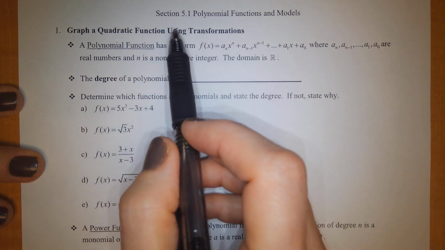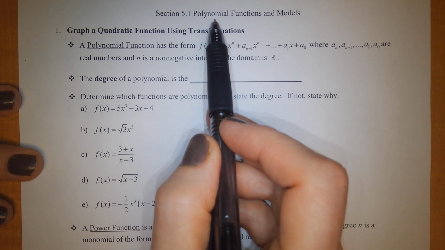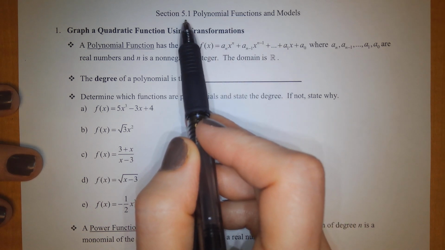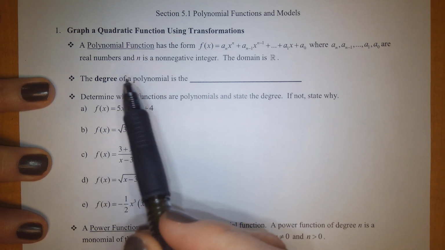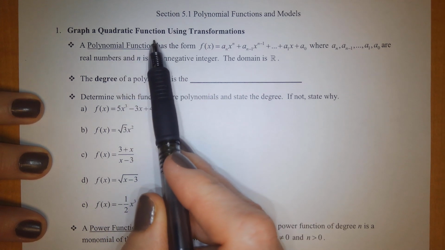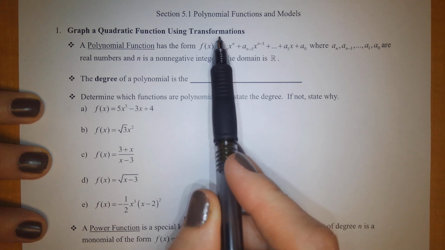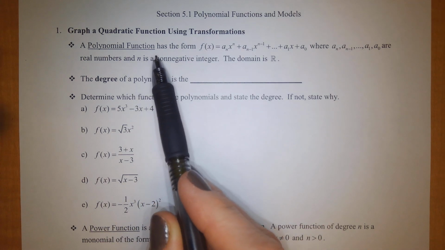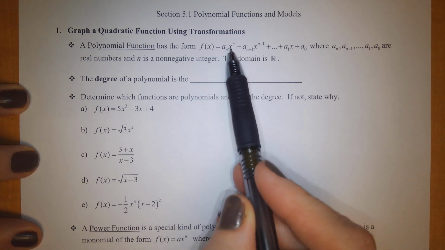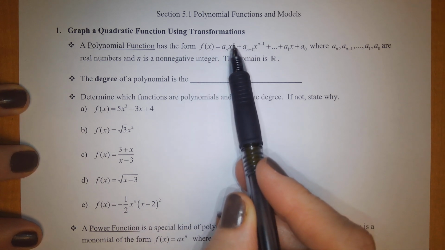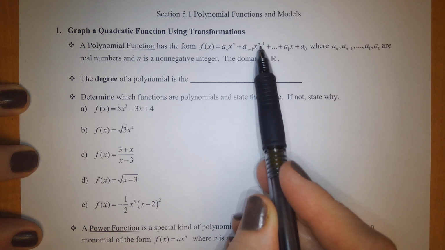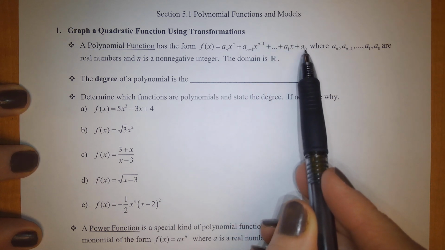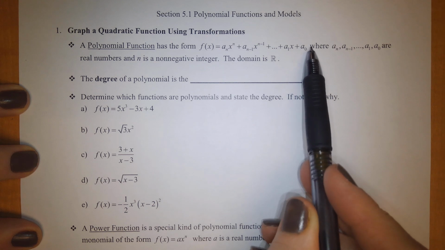In this chapter, we're going to be discussing polynomial functions and their models. This is from section 5.1. We've talked quite a bit about the quadratic function using transformations, but we're going to take it a little bit deeper. A polynomial function has the form of x to the n power, x to the n minus 1, all the way down to where x is to the first power, and then finally a constant where there is no x.